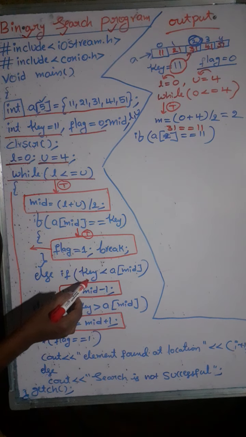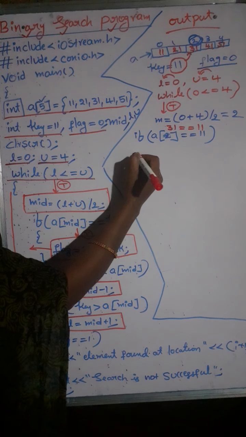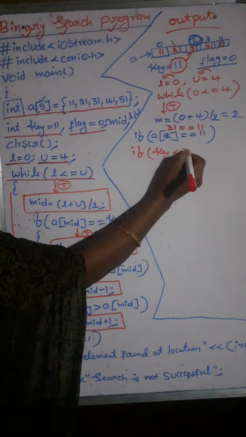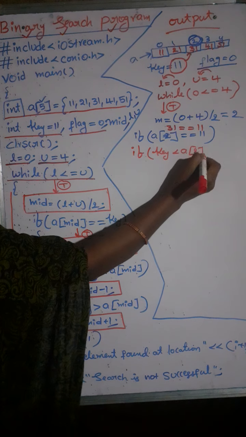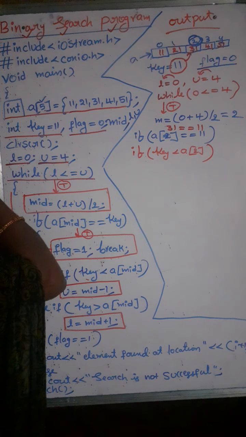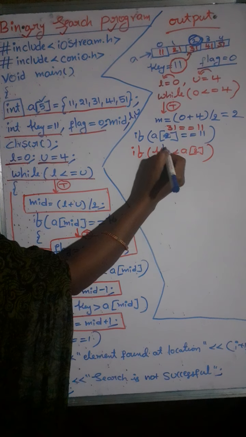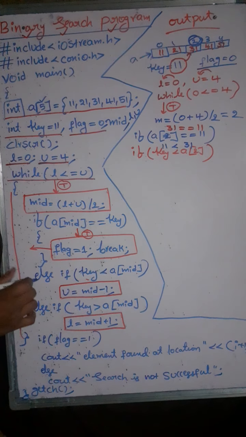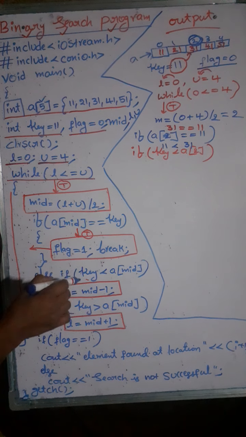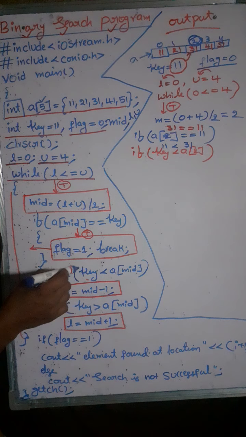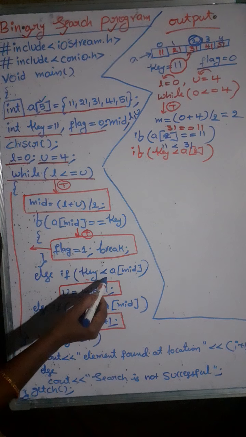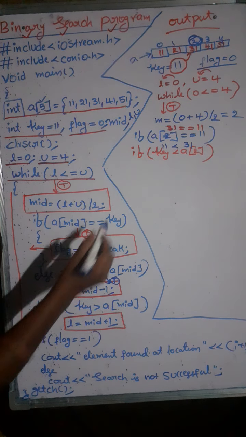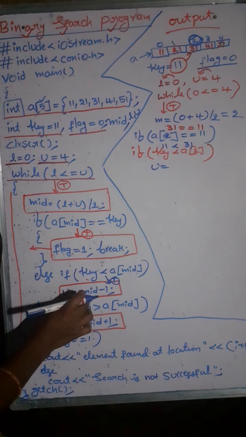Again, we should check the next condition. What is the next condition? If key is less than a[mid]. Mid value is 2, so we are checking whether the key value, 11, is less than 31. Yes, 11 is less than 31. That means this condition is true, and if this condition is true, then this statement should be executed. What is the statement? Upper bound becomes mid minus 1.